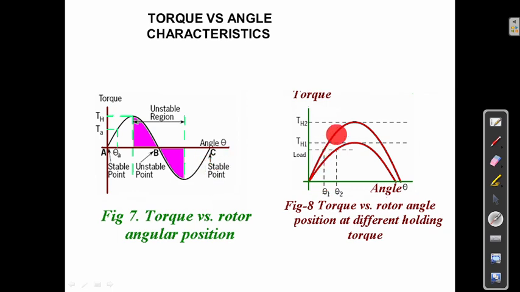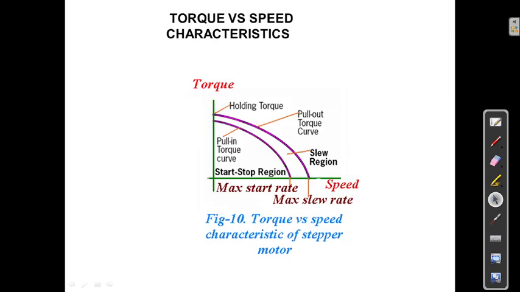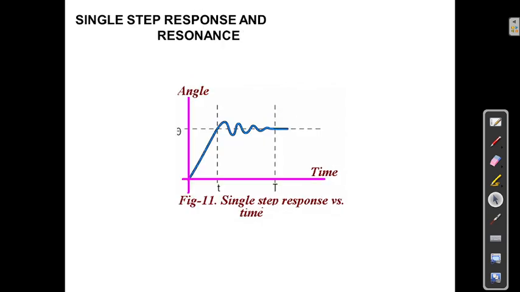Here you can see the angles TH1 and TH2, between the rotor torque and the rotor angular position. This is the torque versus rotor angle position with different holding torques. This is also one of the characteristics, the torque versus speed characteristic of the stepper motor. This is the single step response and resonance. You will see that the angle increases slightly over time and steps over that saturation period.